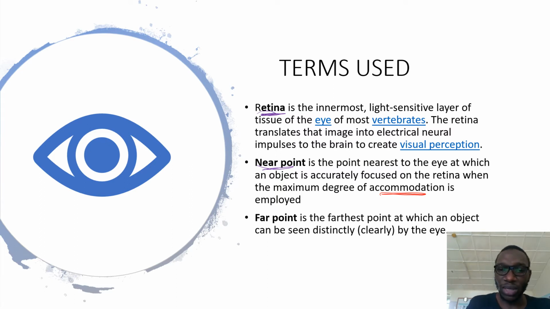The last concept that we want to look at here is the far point. The far point is the farthest point at which an object can be seen distinctly or clearly by the eye. For a normal eye, the far point is infinity. You can notice a car coming clearly from a distance. You can see houses and trees, and you can see the moon, you can see the skies. When they are far, they are at infinity, clearly seen because your eye is working well.